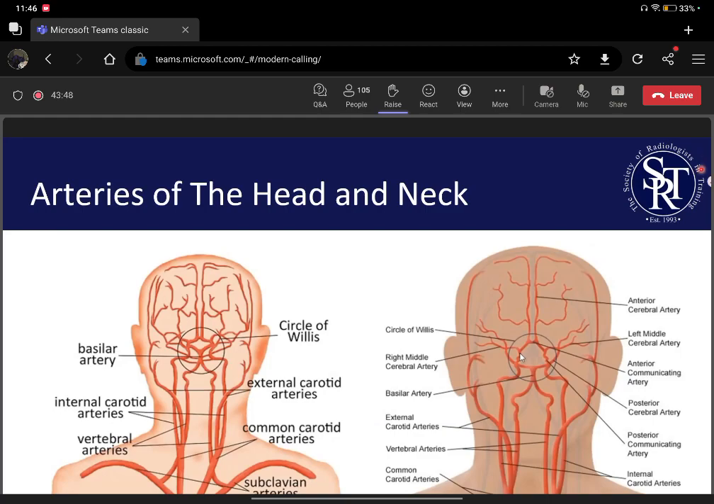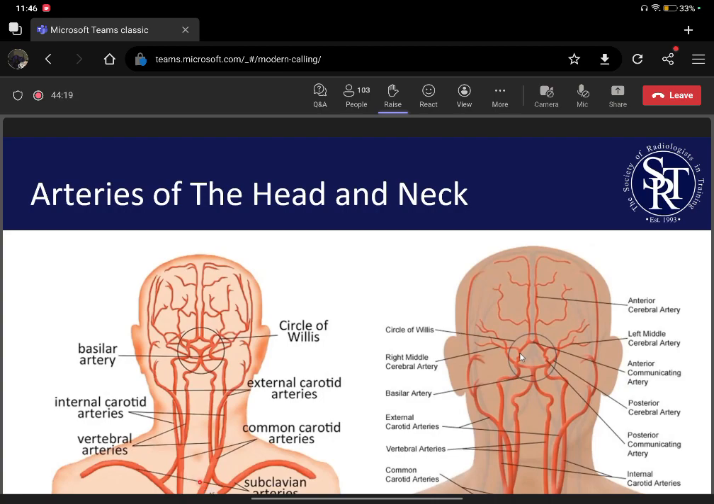All right, let's start with the aortic arch. As we can see here, there are three branches of the aortic arch in normal anatomy. First we have the brachiocephalic trunk or innominate artery. The second branch is our left common carotid artery. And the third branch is our left subclavian artery. The brachiocephalic trunk then splits into our right common carotid artery and our right subclavian artery.